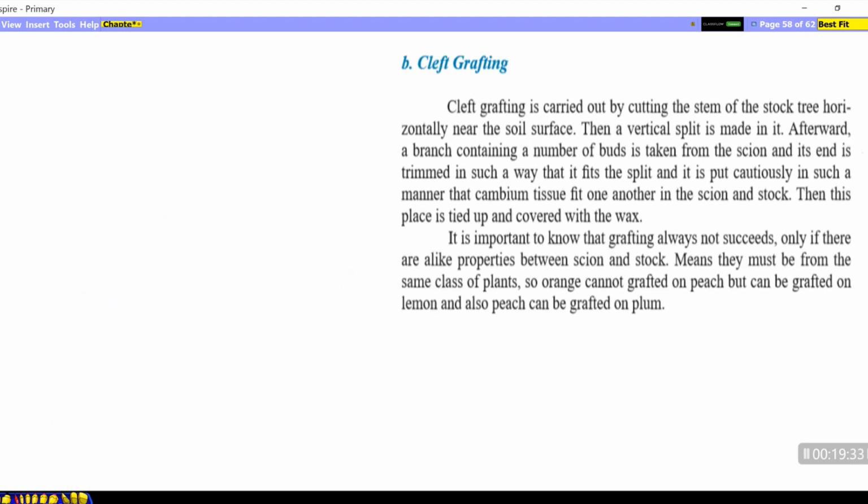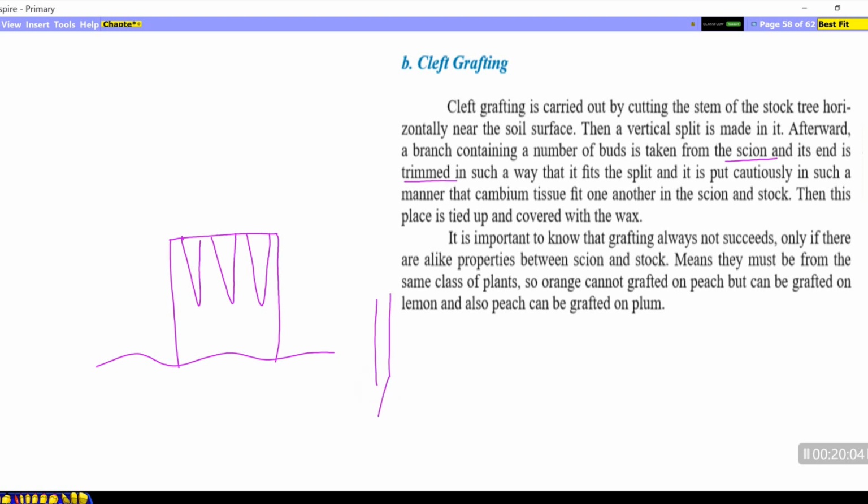Cleft grafting is carried out by cutting the stem of the stalk horizontally near the surface of the soil, parallel to the soil. The stem is totally cut. Then vertical splits are made in it; two or more vertical splits can be made. Afterward, a branch containing a number of buds is taken from the scion, from the second plant. It is trimmed and the end of it is sharpened like this, in such a way that it fits the split of the stalk. After it is fixed in the stalk in that position, it is tied firmly and covered with a waxy substance to prevent infection.